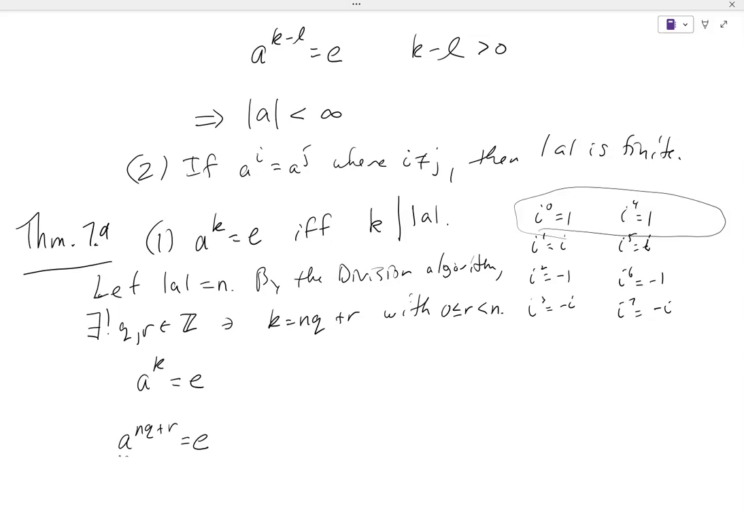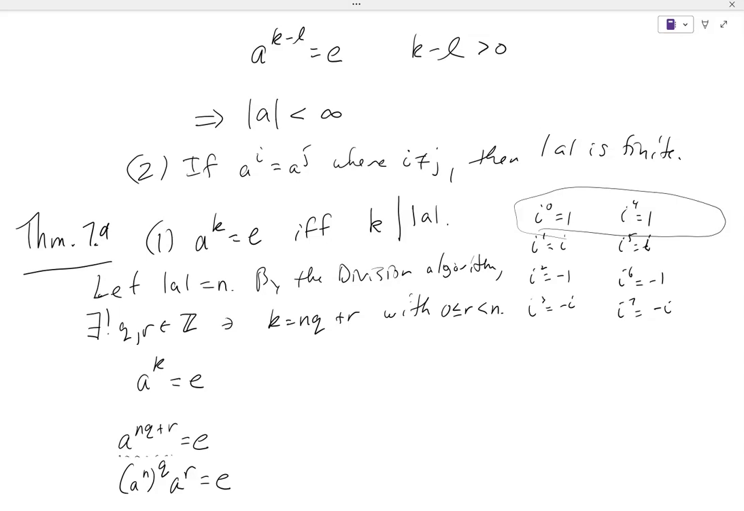Let's look at how we can rewrite this little piece here. Since there's a plus sign in the exponent, how can we separate it? It'll be times, exactly. And then when you have that a^(nq), I can also pop the q up, right? So we can write this as (a^n)^q times a^r.